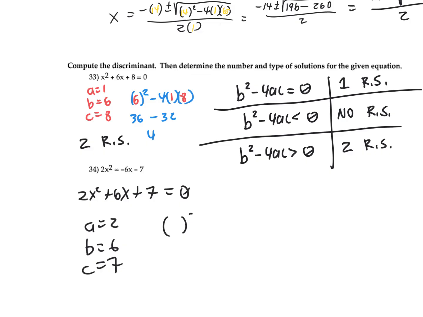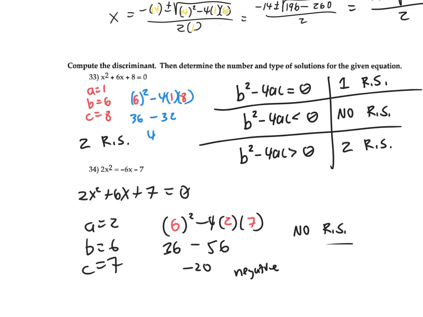Let's put all this to the test. Once again, I like to use the empty parentheses. What is the A? The A is a 2. What is the C? The C is a 7. What is the B? The B is a 6. We are looking at 36 minus 8 times 7, which happens to be 56. I don't care what that is. It's like negative 20. But I didn't care because I saw that it was negative. I think you probably agree we're dealing with the middle row, and we are indeed dealing with no real solutions.